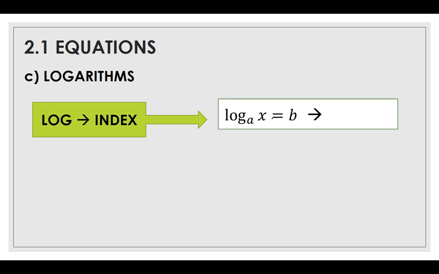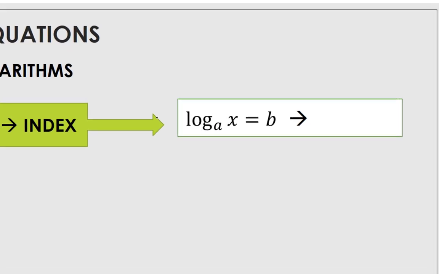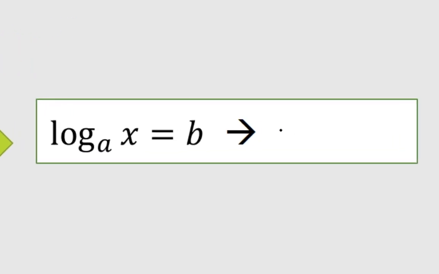Let's say we have log x base a equals b. I want to change this log term into index, so I can just write it as x equals, bring a to the other side and make it the base, so x equals a power of b. Now I have an index term.